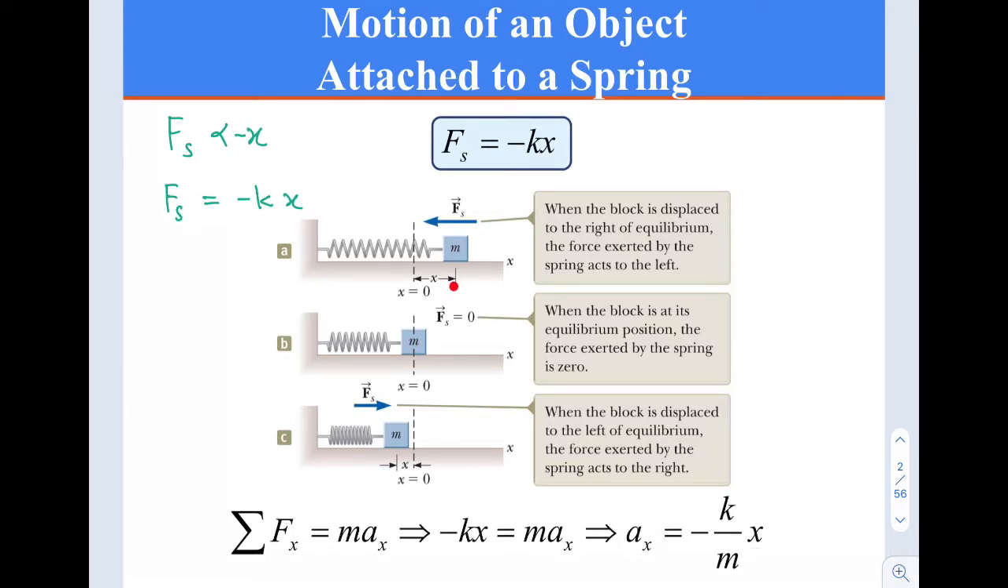So at this position, the value of a is different compared to this position, the middle position, the equilibrium position, or this side as well. And always the ax is in the opposite direction to the x. It means that if the x is to the right, then the a will be to the left, because according to this, right?